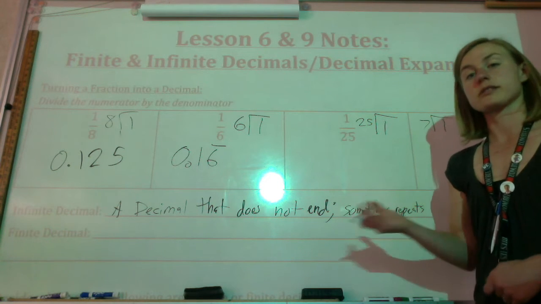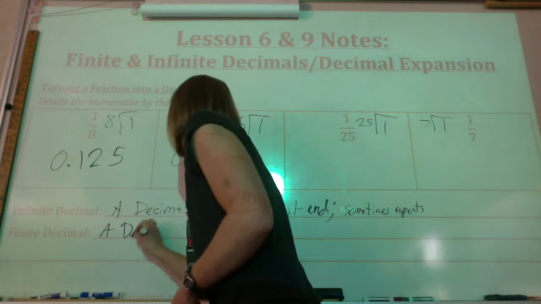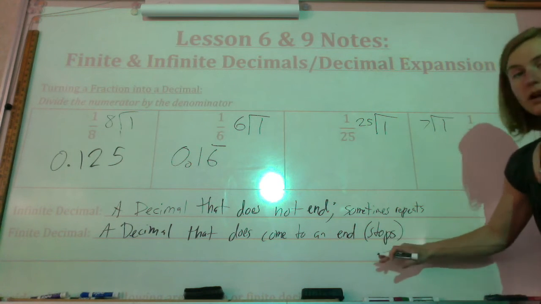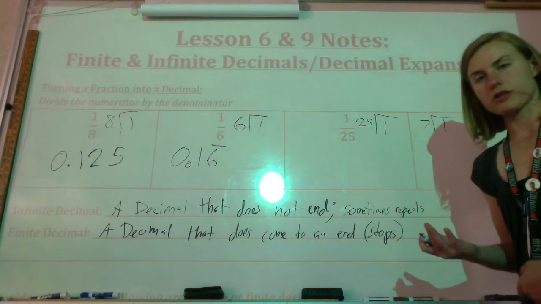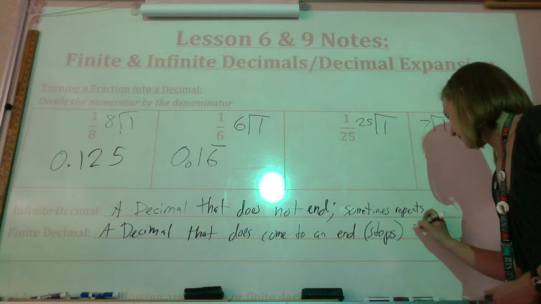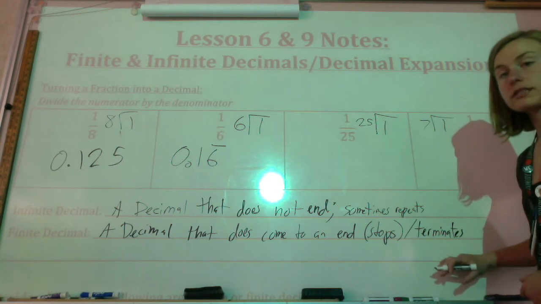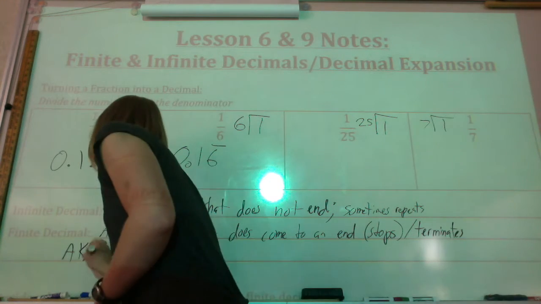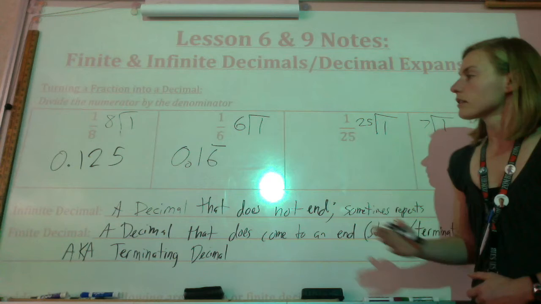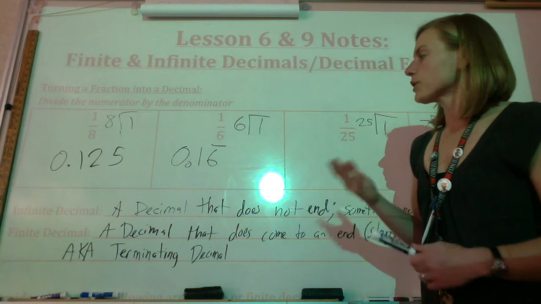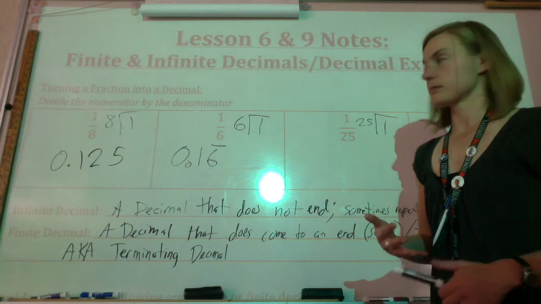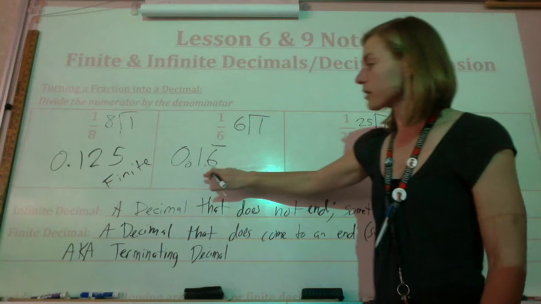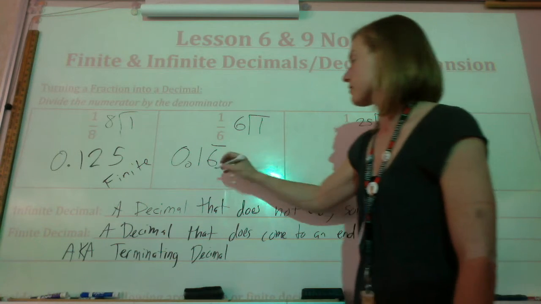The finite decimals are the ones that do eventually come to an end. So it's a decimal that comes to an end or stops. We also say that it can terminate, so the decimal terminates. Sometimes you'll see a finite decimal also called a terminating decimal because it ends. So looking at the ones we just did, which one is an infinite decimal and which one is a finite decimal? Well, this one comes to an end, so this one's going to be the finite decimal. And this one, because it goes on forever by repeating, is going to be an infinite decimal.